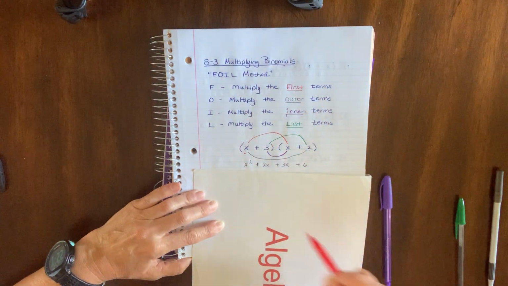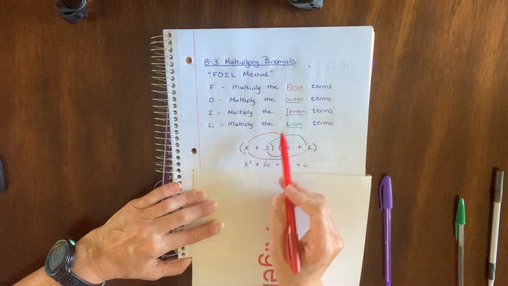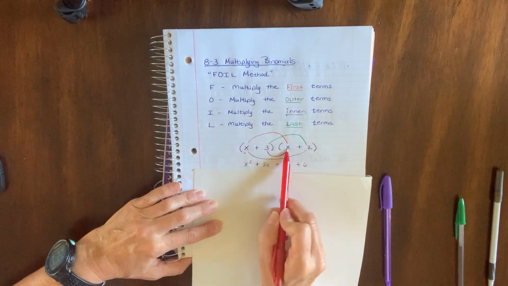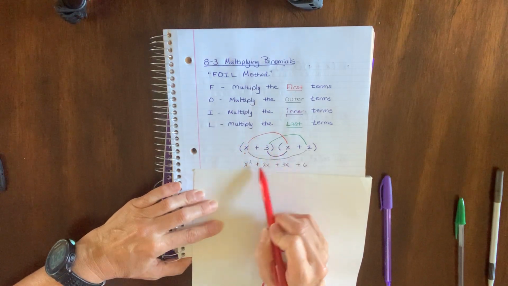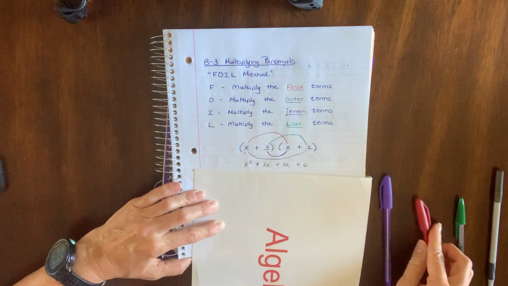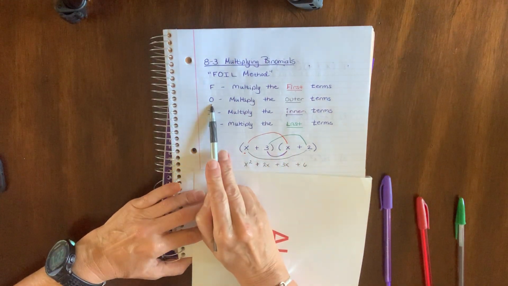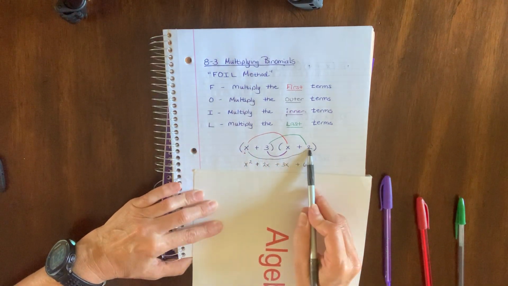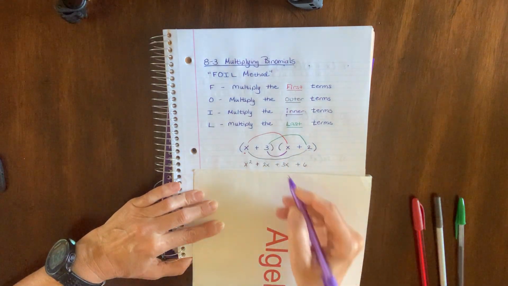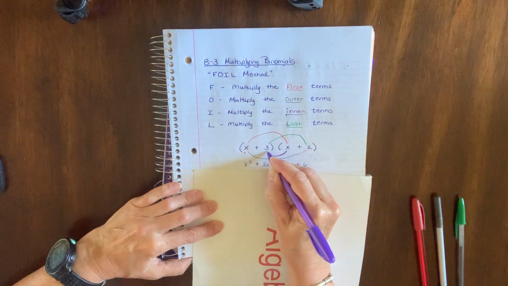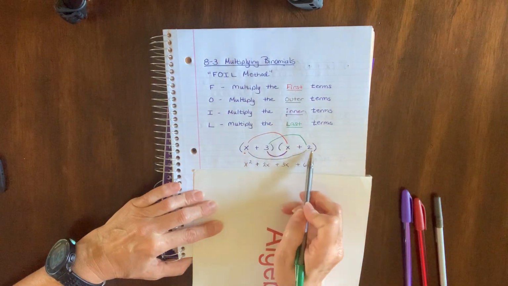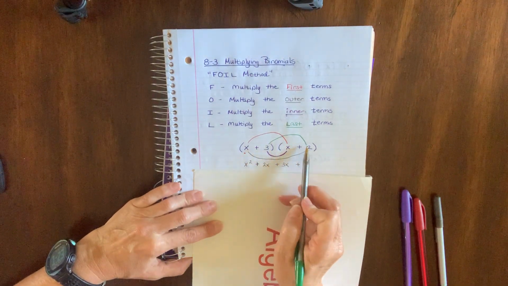So let's go over that one more time. The first terms are in red, and that's this term. It's the first term in the binomial times the first term in this binomial. So x times x is x squared. The second step was to multiply the outer terms. This term and that term are the two outer terms in the binomials. The third step was in purple. Those are the inner terms, and they're right here. The last terms are in green, and it's the last term of each binomial, and they are right there.